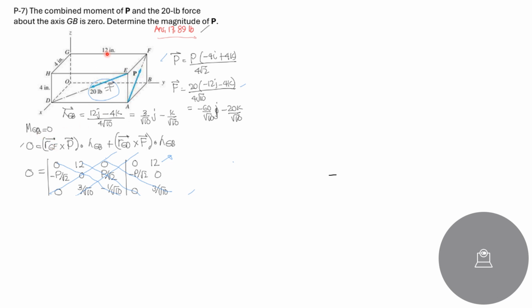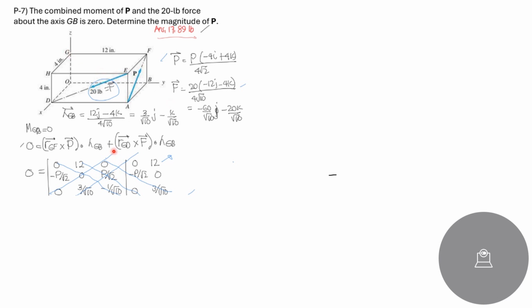So it consists of R G F cross P, because F is also a point on the line of action of P. It may also be RGA if you want, or RBA cross P, or RBF cross P. So I selected here RGF cross P, then dot with the unit vector of axis GB.